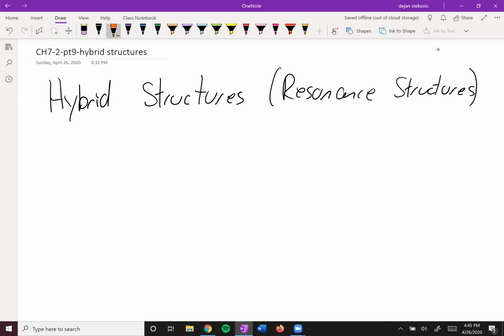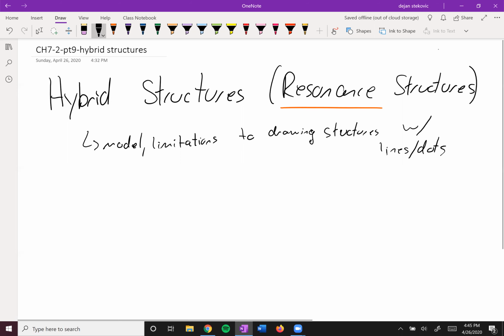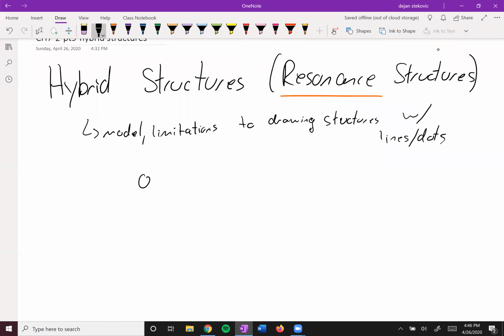All right, so next up is hybrid structures, or most often called resonance structures. Because we're doing this kind of model, there are limitations to it. Limitations to drawing structures with lines and dots, right? It's a very simple model, so there are some limits to it, but some that we can overcome pretty easily through this idea of resonance or hybrid structures.